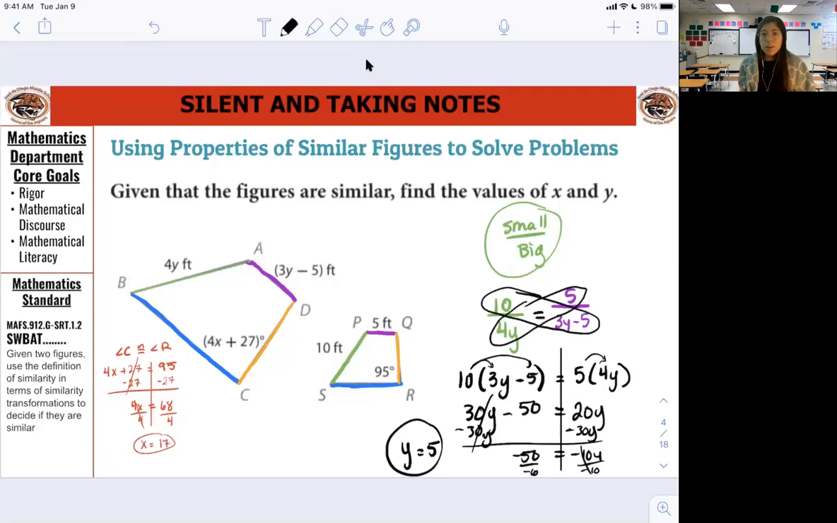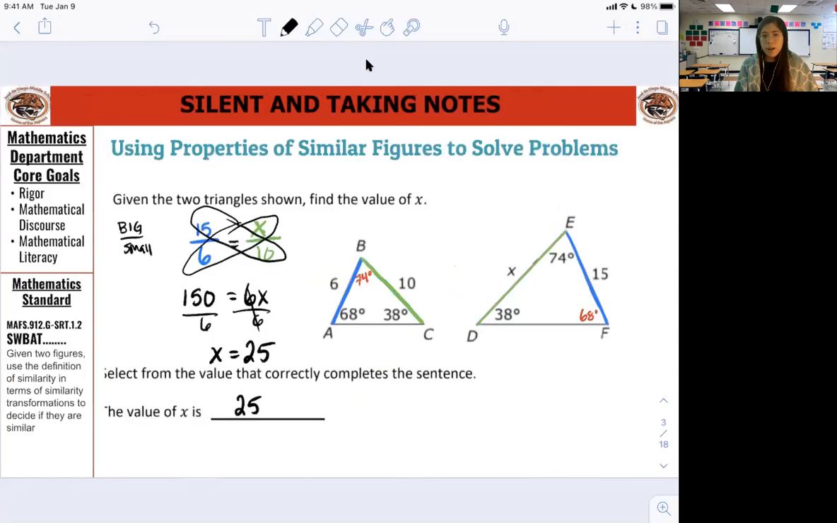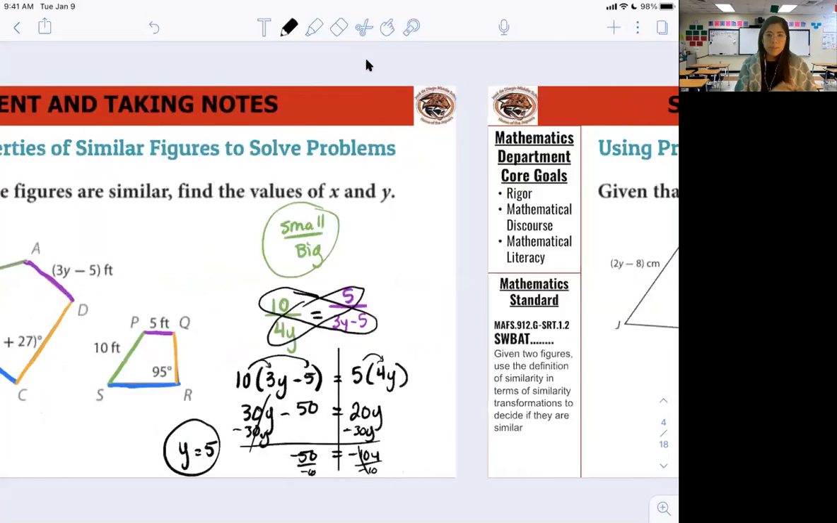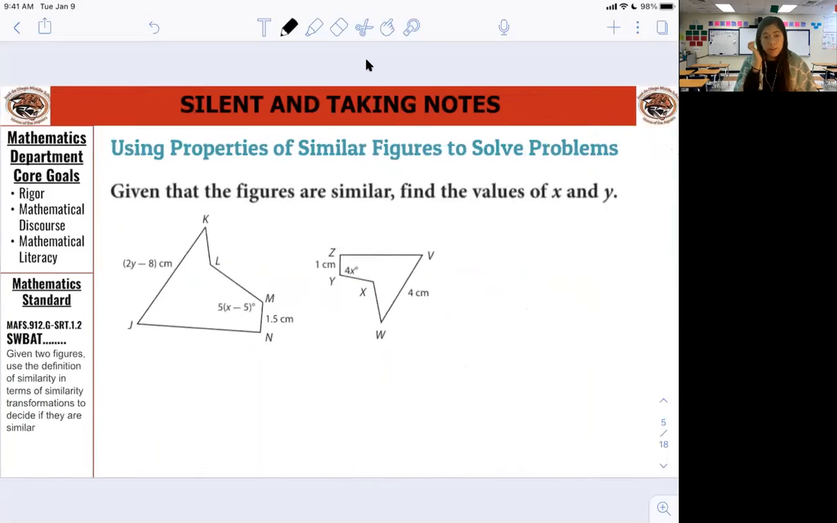Cool. So those are the steps. No matter if it's an easier problem like this one or a harder problem, you set up your proportion, you cross multiply, you solve for the variable. That's the 3 steps. So here's another hard one. But again, we have the same strategy.